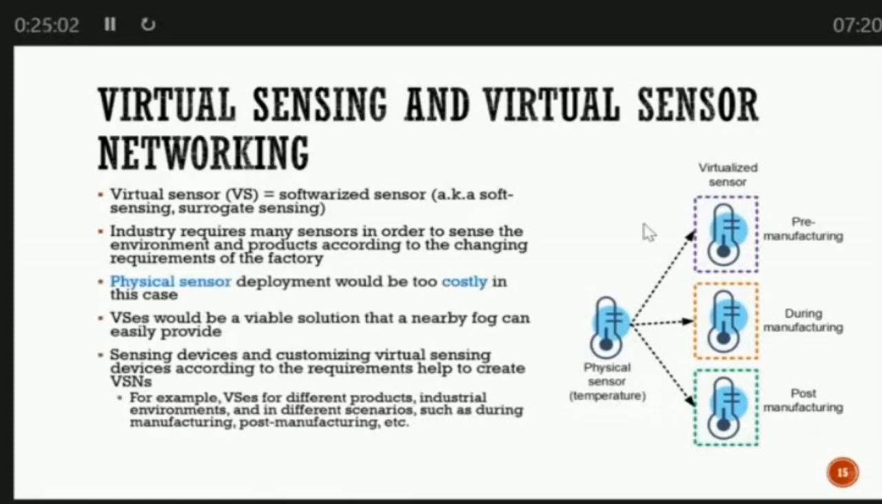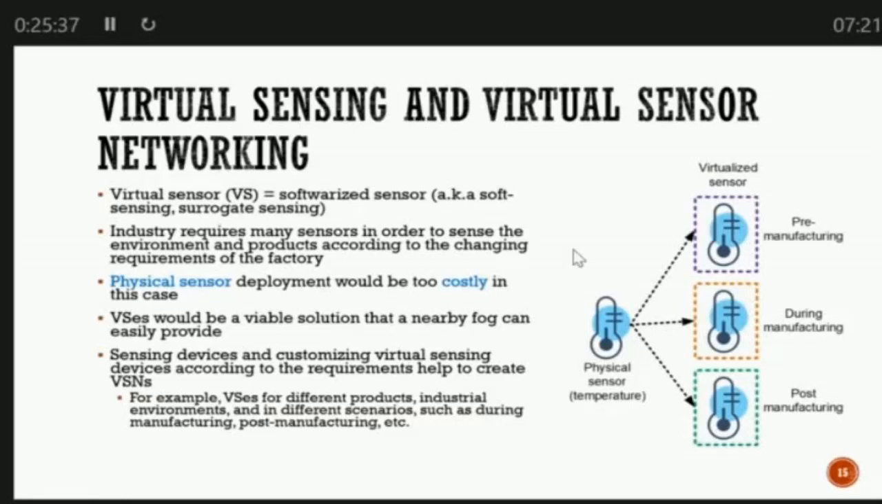And an example is you need to monitor temperature for different scenarios. For example, monitor temperature before manufacturing, during manufacturing, and post manufacturing. So instead of deploying 3 different physical sensors, you have one physical sensor and you make use of that physical sensor through software, through virtualization, and make copies of that sensor. In the same way, you can make copies of the same physical sensor for different settings. For example, in one room you have this physical sensor, in another room you need a different type of physical sensor. So you can do the same things.